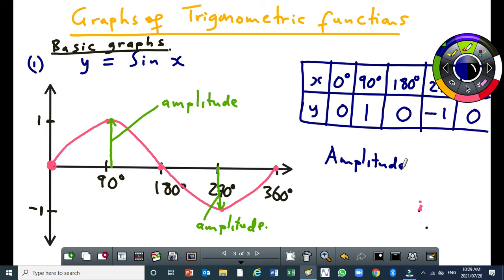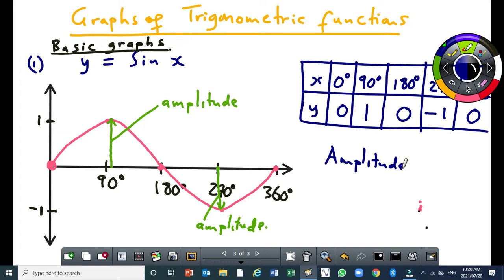I told you on Monday the definition of amplitude. I can give you two definitions. First one, it is the height of the crest. This is called a crest. So the height of it is the amplitude. The amplitude is always positive. Okay? It is always positive.